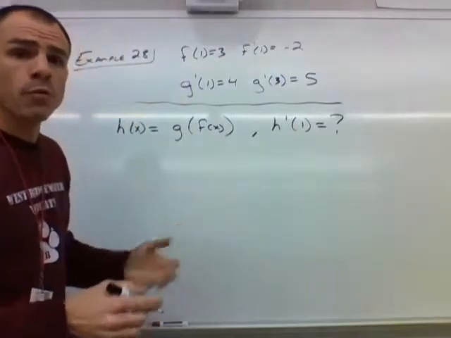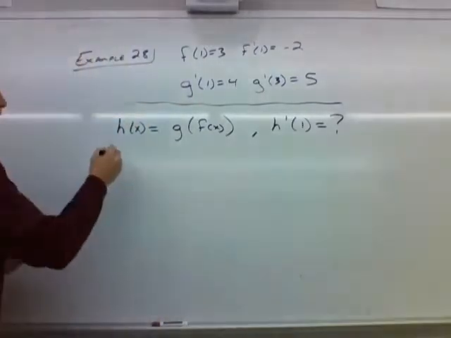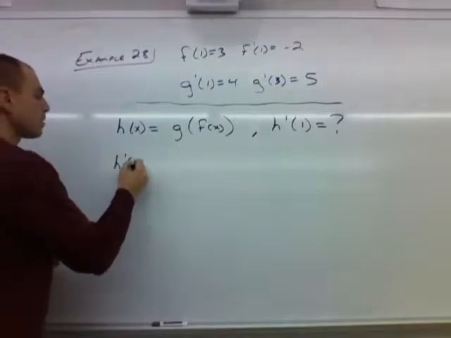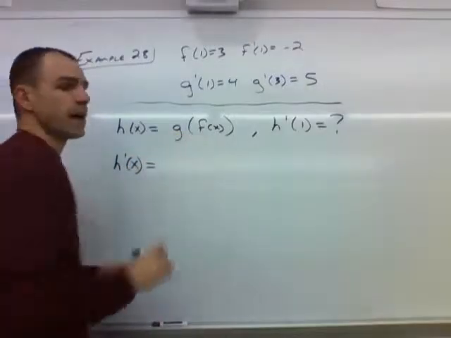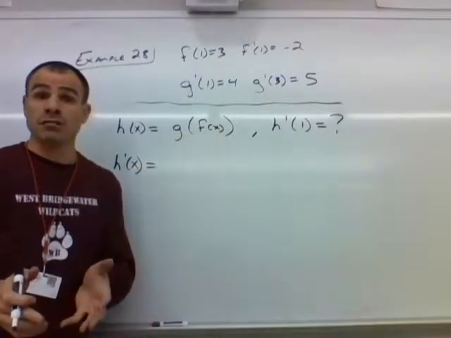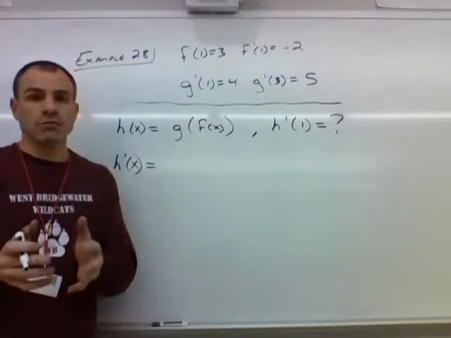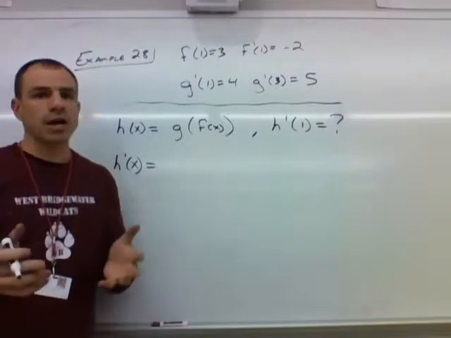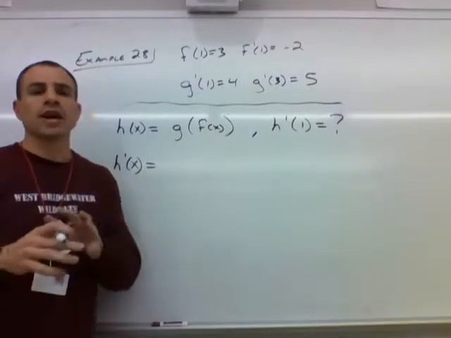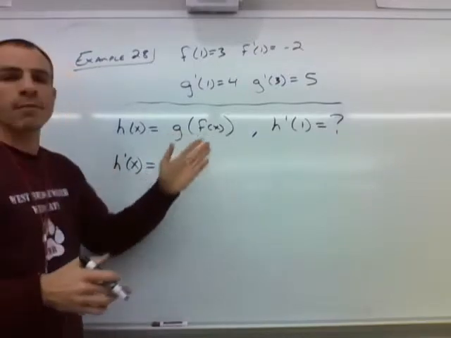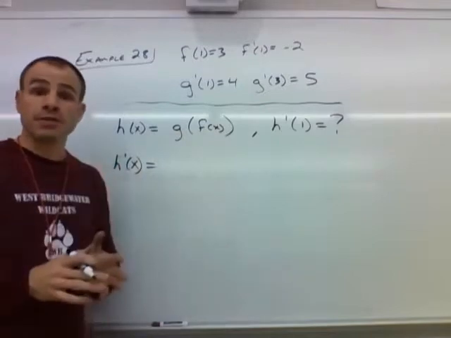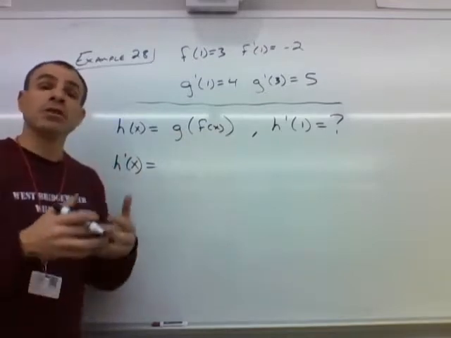Before we can find h prime of 1, we need h prime of x. So let's get that. For h prime of x, we have g of f of x. The outer function is g, the inner function is f. So using our chain rule, which we have to use, this is not a product, we can't use the product rule, this is not a regular derivative, we can't just do g prime f prime, nope. It's a composite function, which means we have to use the chain rule.